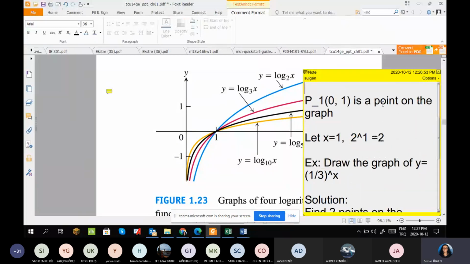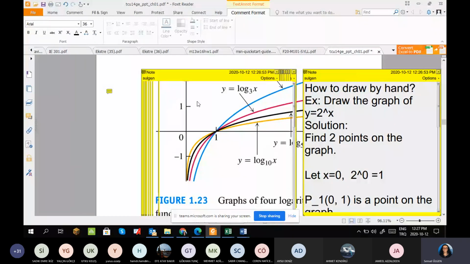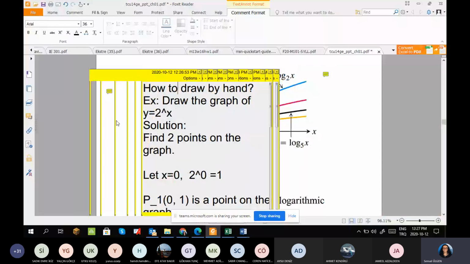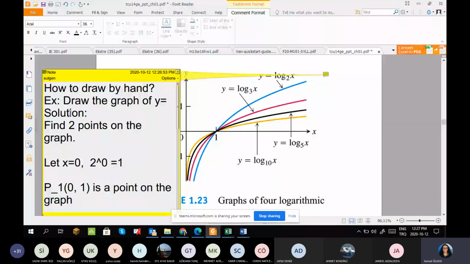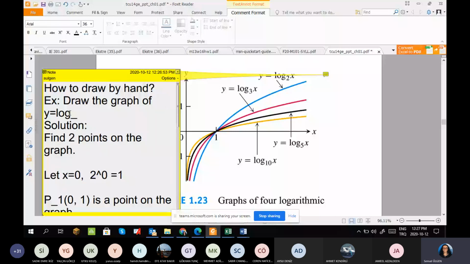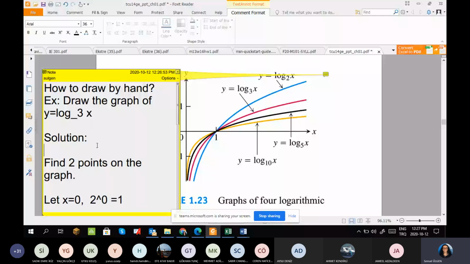So the question is the same: how to draw by hand the logarithmic functions, right? So let me put it up here. Draw the graph of, for example, logarithm base 3 of x. What's the solution? The solution is to find 2 points on the graph again. The same idea. For example, x equal to 0 is not acceptable, because for logarithmic functions, x equal to 0 is not well defined.